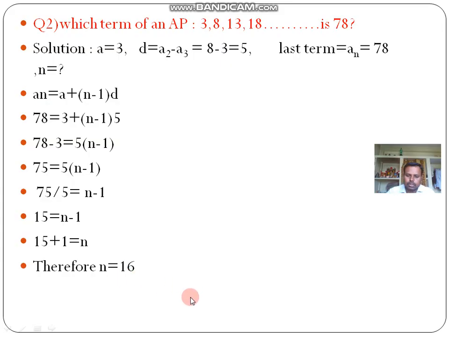So n is equal to 16 means that 3 is the first term, 8 is the second term, 13 is the third term, 18 is the fourth term. So if you write like this, 78 is the 16th term. That means the 16th term that comes is 78. Earlier we wrote a1 is 3, a2 is 8, a3 is 13, fourth term is 18. In the same way the 16th term is 78. I think you might have understood.